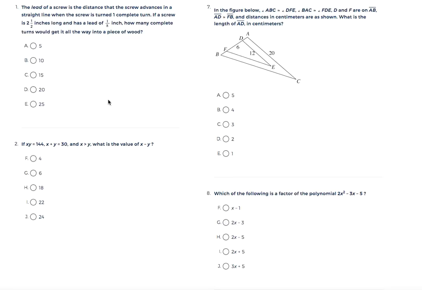Okay, so the first example says the lead of a screw is the distance that the screw advances in a straight line when the screw is turned one complete turn. If a screw is 2.5 inches long and has a lead of 1/8 inch, how many complete turns would get it all the way into a piece of wood?